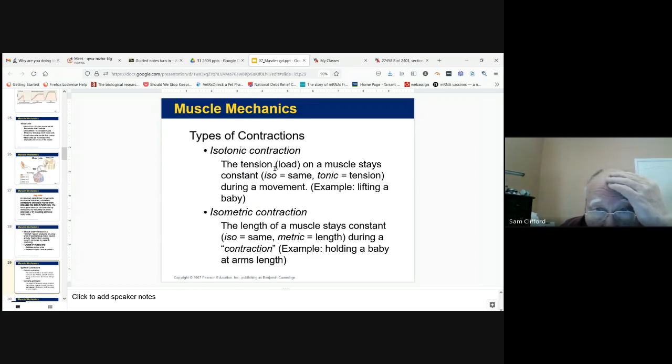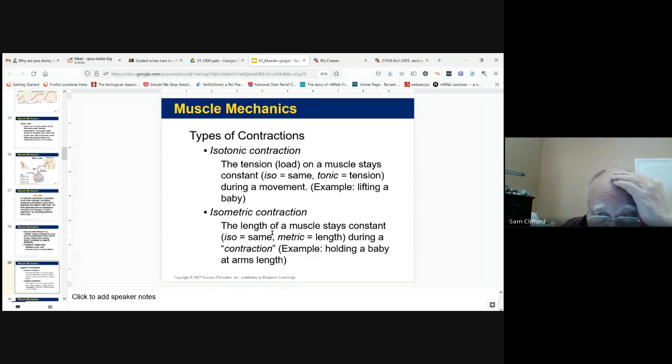So when the tension is, lifting a baby, for instance, you want to maintain the force of contraction so you don't drop the baby on the floor and crack its head. You're going to do an isotonic contraction.